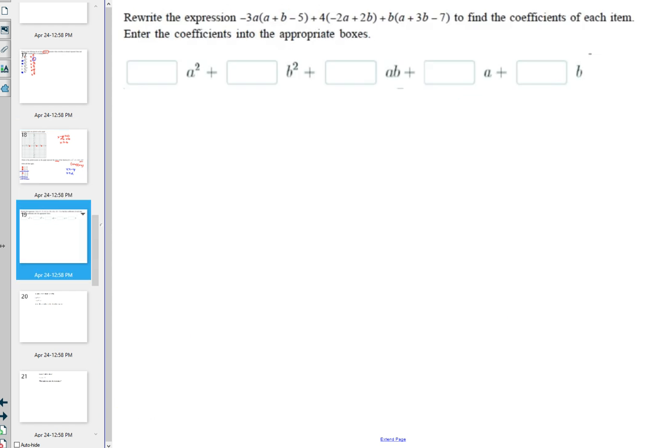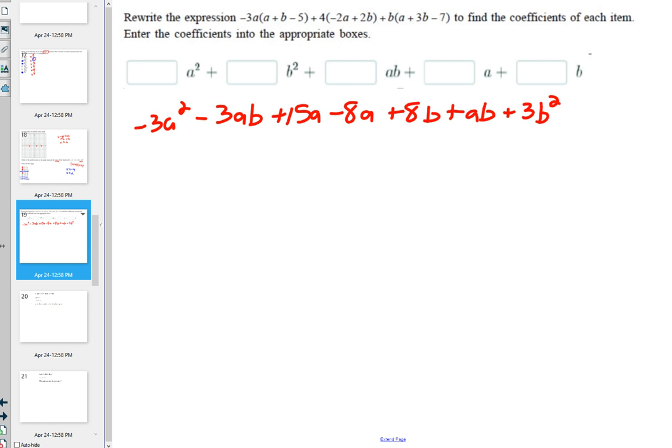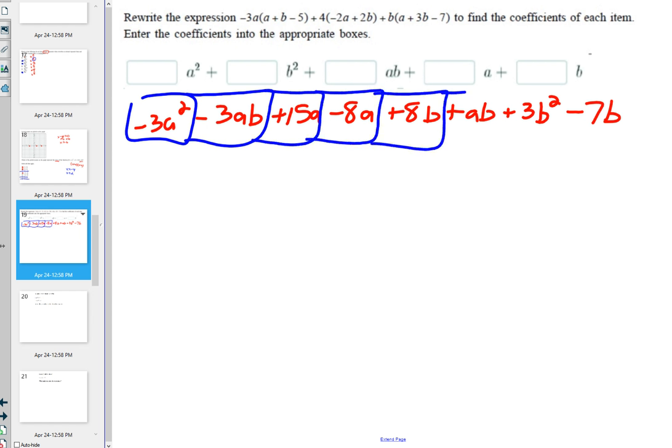Rewrite this expression to find the coefficient. This is just simplifying, and then you can pick all the numbers. When I simplify, this gives me negative 3a squared minus 3ab plus 15a minus 8a plus 8b plus ab plus 3b squared minus 7b. So I end up with 8 terms. Are any of those like terms? Yeah, they have to be because I only have 5 spaces. So it's figuring out which ones are like.